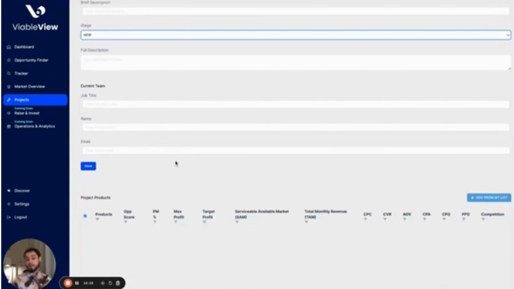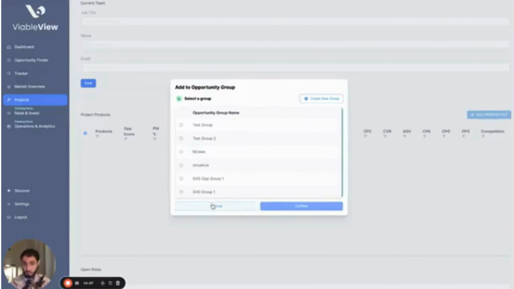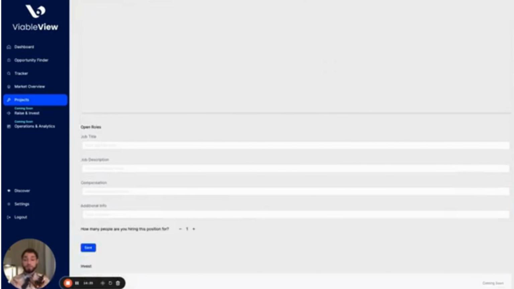I can add my current team if I want to post it publicly or just have my team work with me on this project. I'm going to add all of my products from my groups right in here. No problem. I just select what group and then I add them into my project. I can add multiple groups. And let's say I need talent. I need a new digital marketer and I need a new operations specialist and I need customer service. Well, I can add an open role into my project.